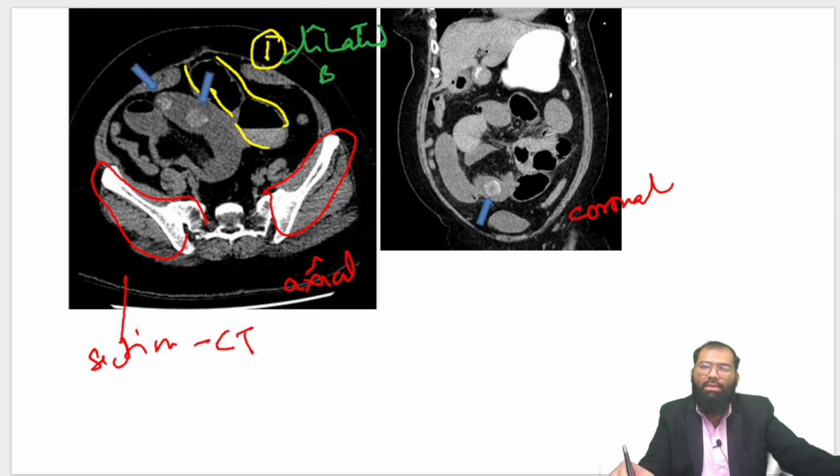Dilated bowels. Now, the second important thing which you are able to see is the stones within the lumen. Are you able to see this? There are stones within the lumen of bowel. And the third important thing which I would like you to pick up is this. There is air within the GB. This is called pneumobilia.